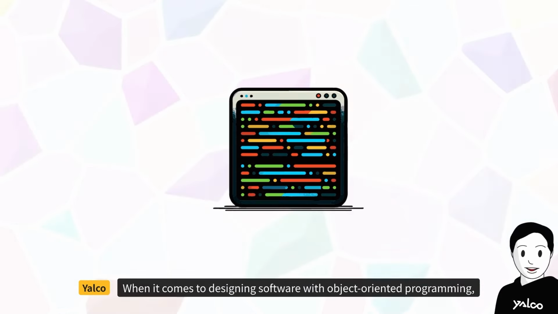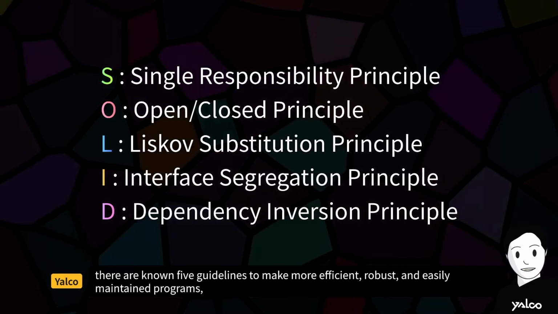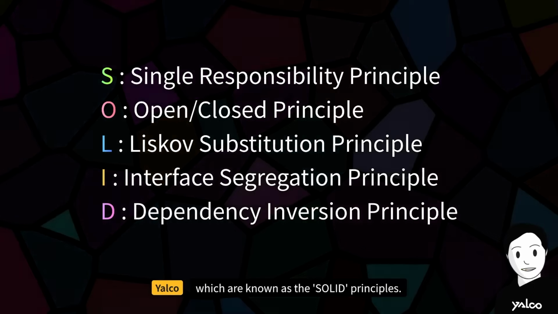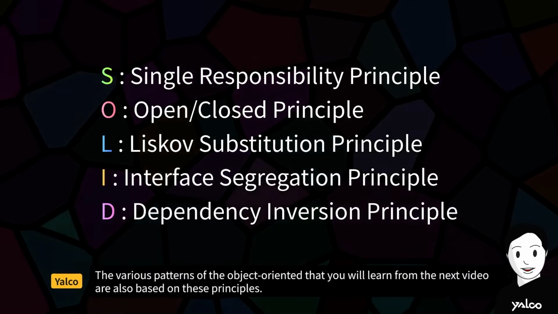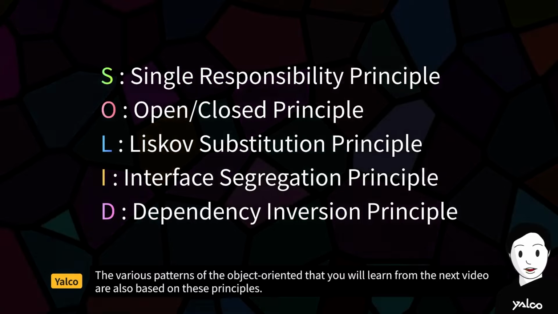When it comes to designing software with object-oriented programming, there are 5 known guidelines to make more efficient, robust, and easily maintained programs, which are known as the SOLID principles. The various patterns of object-oriented programming that you will learn from the next video are also based on these principles.